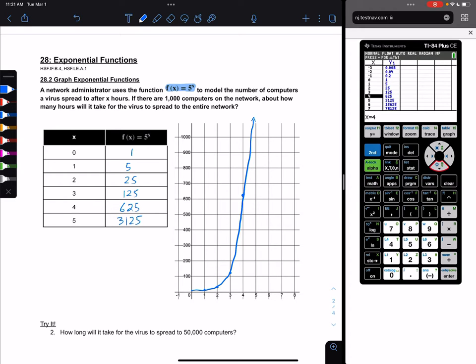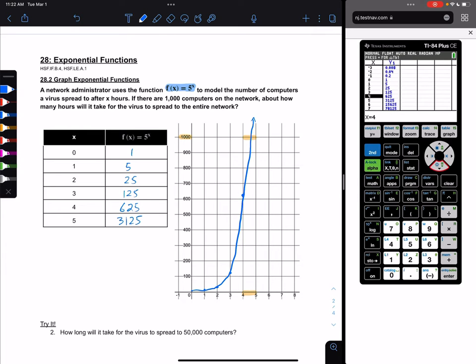So now we want to determine if there are 1,000 computers on the network, about how many hours will it take for the virus to spread to the entire network. So at 1,000, my graph here looks like it's somewhere between 4 and 5. Now remember, this is drawn by hand, so this is not going to be perfectly accurate. So we don't really know whether that's going to be 4.1 or 4.5 or 4.9. Right now, all we know is that it's going to hit 1,000 somewhere between 4 and 5 hours.